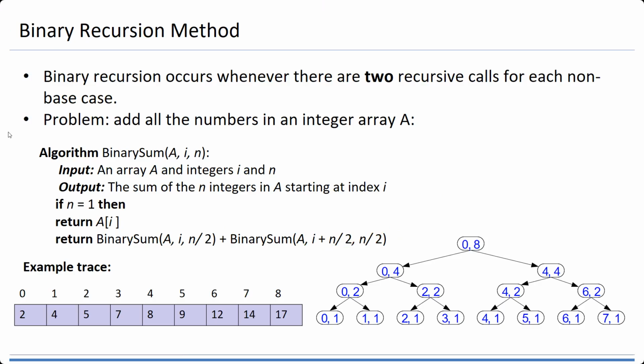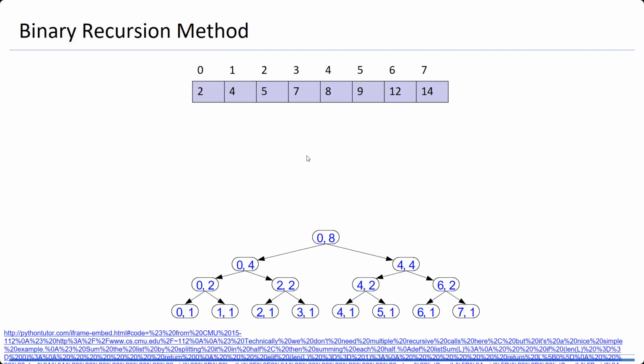Now, maybe it is too complicated to understand this one. Let's see based on this diagram. I want to do the summation from the index 0 until index 7. Okay, let me just make it until 7 for this example.